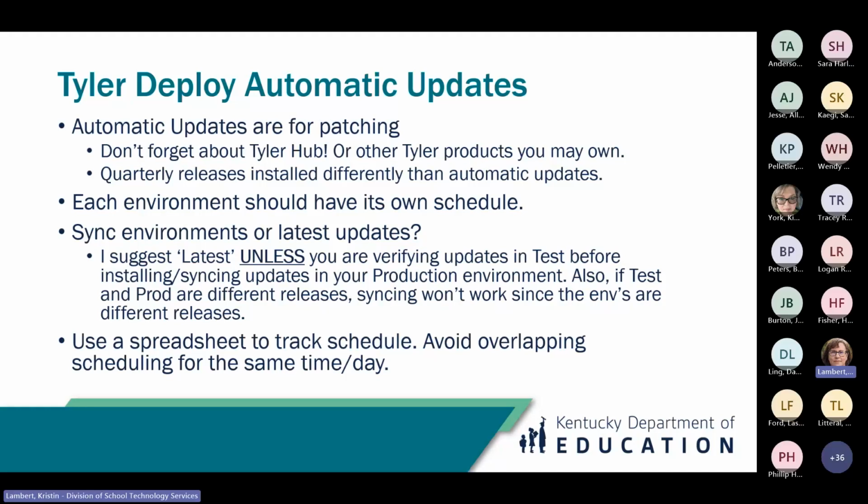I suggest latest, unless you're a district that actually verifies updates in your test environment before installing those automatic updates in your production environment. So that's something to check on in Tyler Deploy under your automatic updates and how you have those set up. Another thing you may want to think about doing is setting a spreadsheet up so you can track and schedule your updates for the different Tyler products, because you want to avoid overlapping scheduling for the same day, things like that. I have a spreadsheet set up when I set mine up, and it's pretty easy to do.